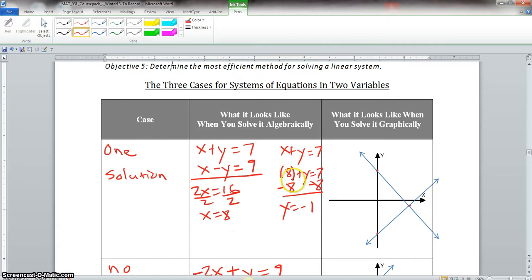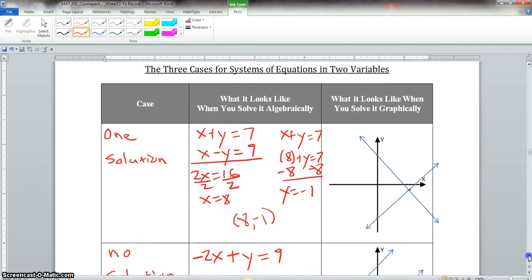Then I went and substituted in 8 for x, and I had 8 plus y equals 7. Subtracted 8 from both sides, and y equals -1. So my ordered pair is (8, -1), which is my intersection point, which is represented here. I just did a sketch of different points here to show the two lines intersecting.